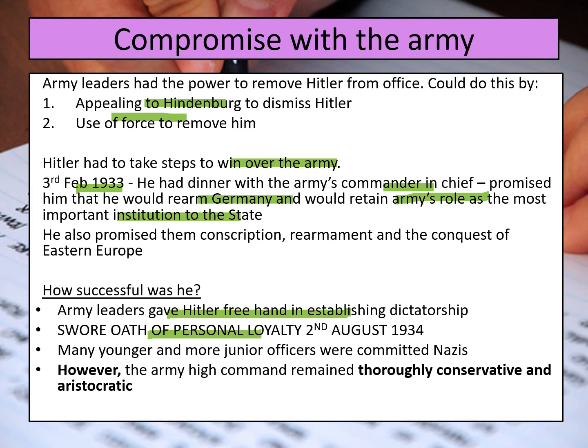However, Hitler wasn't able to control them all straight away. The army had some kind of vestiges of independence up until 1938, and many of the army high command remained thoroughly conservative and aristocratic and still a little bit unsure about the Nazis, even after Hitler had established a dictatorship. But obviously they were still playing a crucial role in it. Even if they didn't fully support it, they essentially helped Hitler by giving him this free hand to establish it anyway.